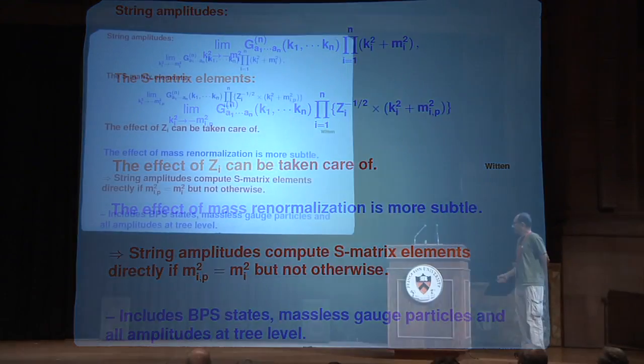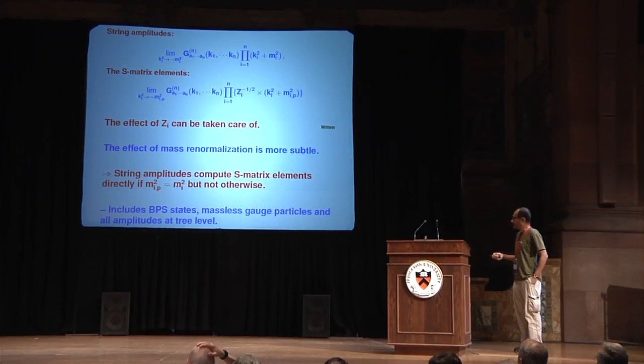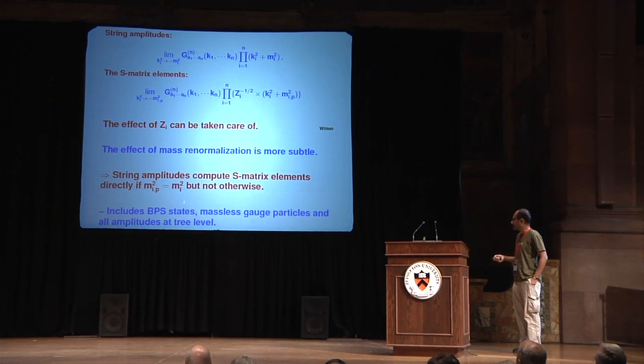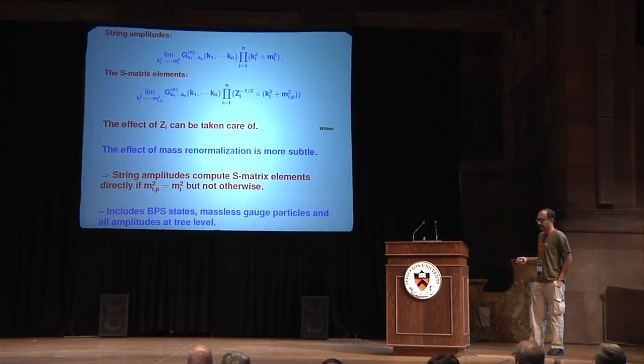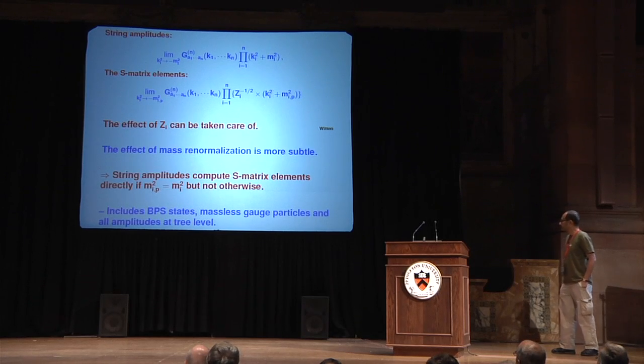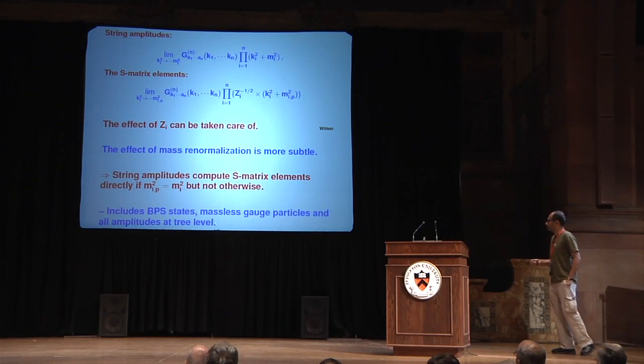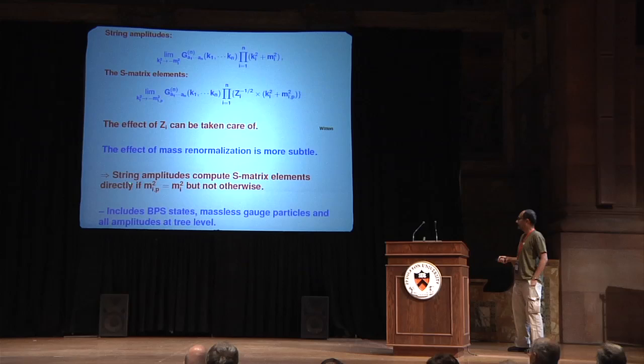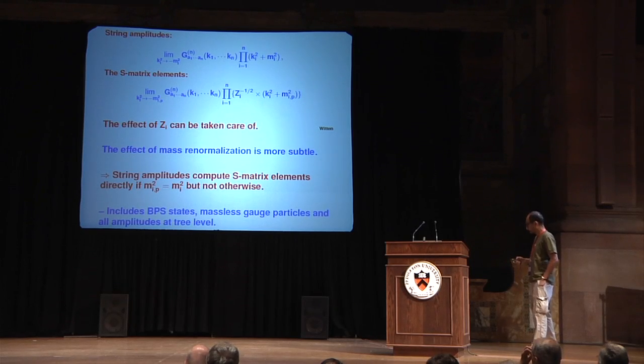And of course, in string theory, there are many states which do satisfy this property. For example, BPS states have their masses not renormalized. Massless gauge particles, okay, again their masses are not renormalized. So these amplitudes we can calculate quite easily using the standard formulation. And of course, all tree level amplitudes are fine, because at tree level the physical and the bare masses are the same.